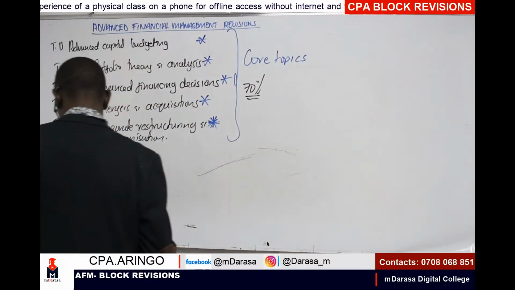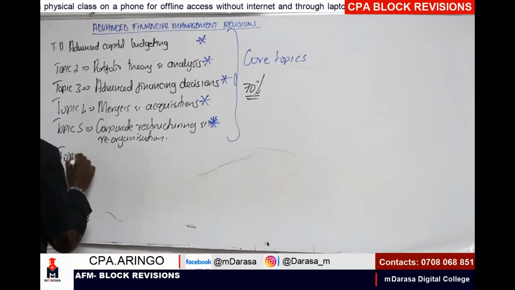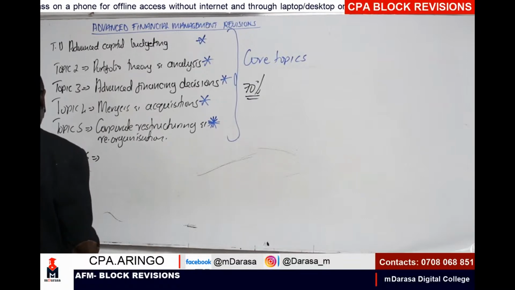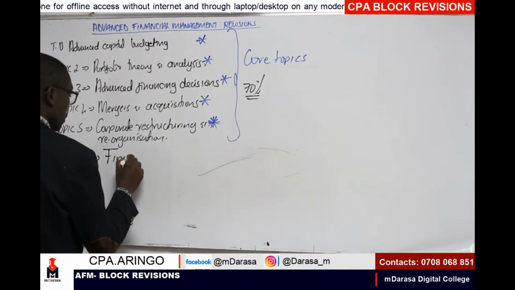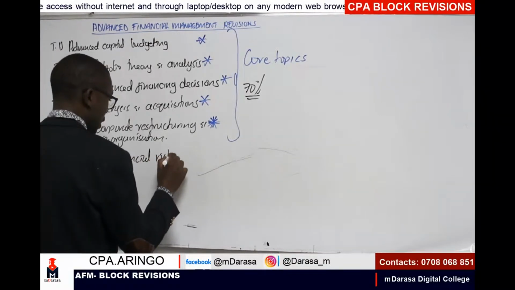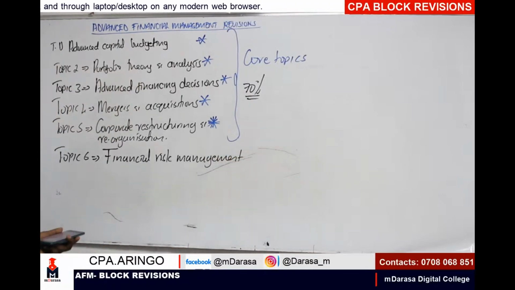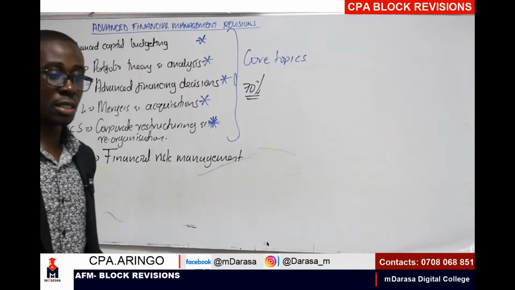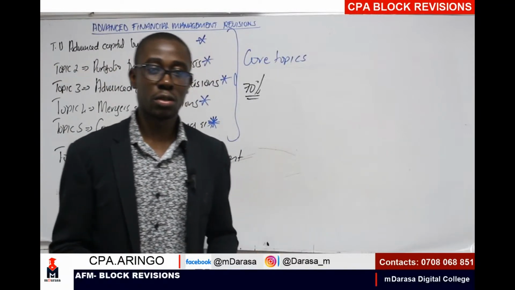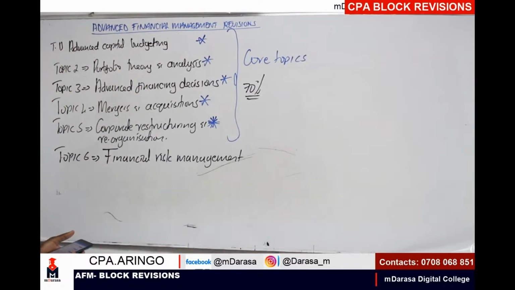In addition to that, of course, you'll also be talking of topic number 6. Topic number 6 is all about financial risk management. Under financial risk management, you'll find it's all about what? Derivatives. It's all about derivatives. You've heard of the Black-Scholes method, right? So topic number 6, financial risk management, is all about derivatives.